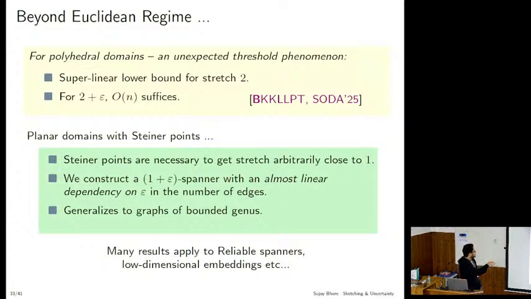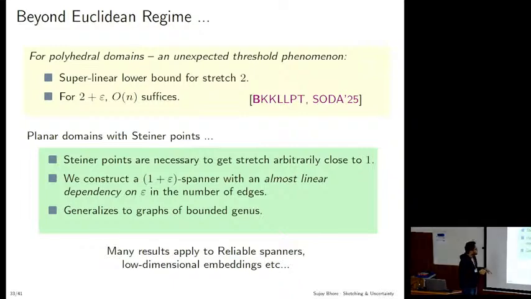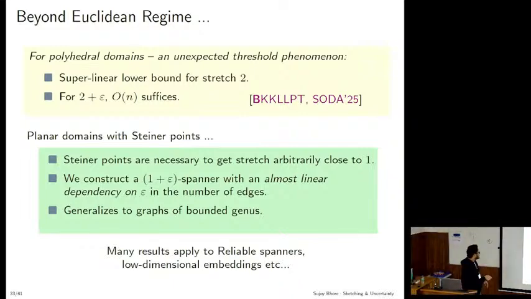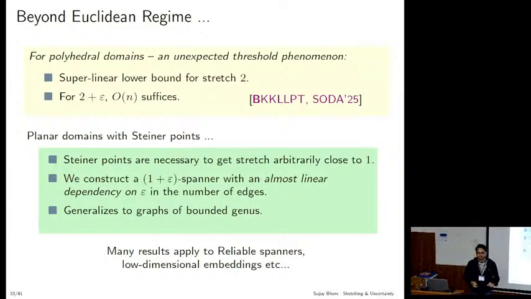And so as we have observed that it is not possible to go beyond this factor 2, you will compromise with that and by adding more points, let's say Steiner points, in that case, we can construct a 1 plus epsilon spanner with almost linear dependency. It also generalizes to bounded genus graphs and so on. And many results apply to deformable spanners, reliable spanners, low dimensional embedding, etc.